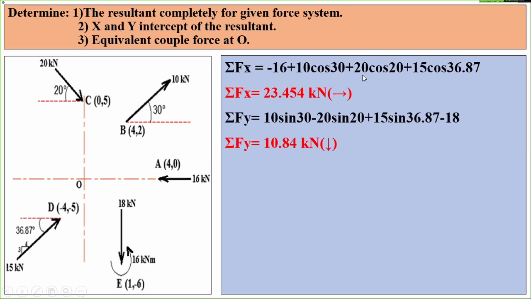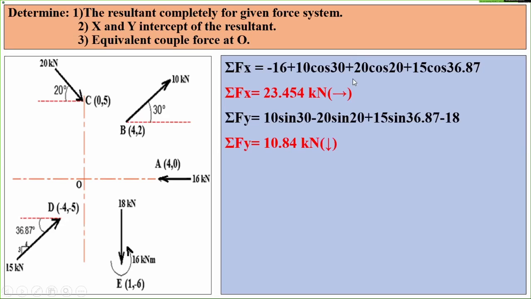The marks will be given in steps here. 1 mark is for summation of fx, 1 mark is for summation of fy, then 1 mark is for resultant, then half mark is for the theta, tan theta equation, and half mark is kept for location of the resultant. So marks will be given in steps.